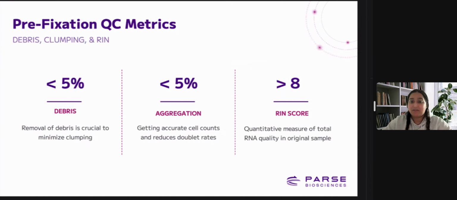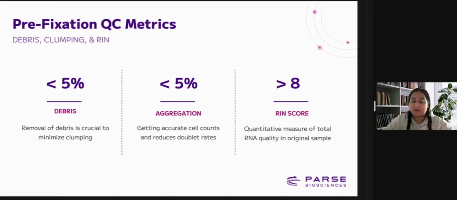Additionally, we're going to add some other metrics. We're going to make sure we have less than 5% debris. Because we're going to be dealing with fresh cells here, it's important that we remove debris. I'll ask my colleagues about some protocols for mouse lung and mouse brain, and I'll send those to you. Removal of debris is critical to minimize clumping.